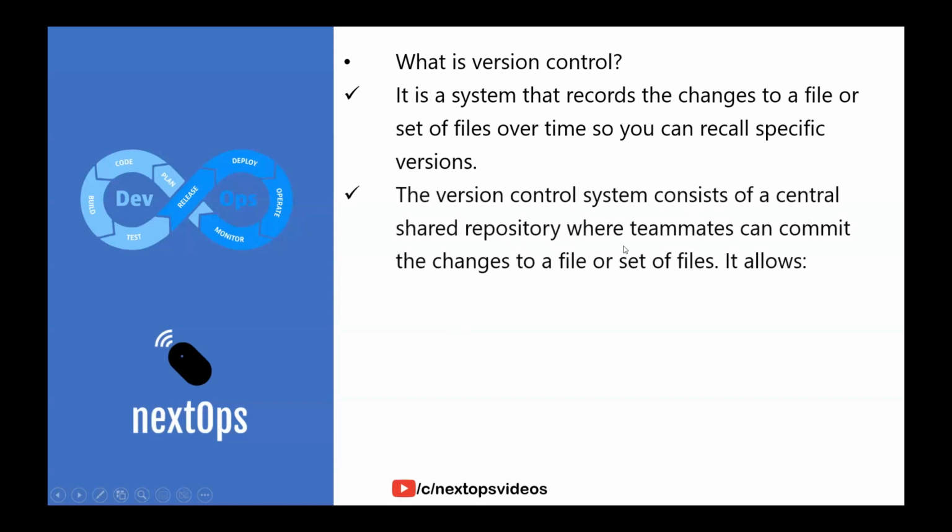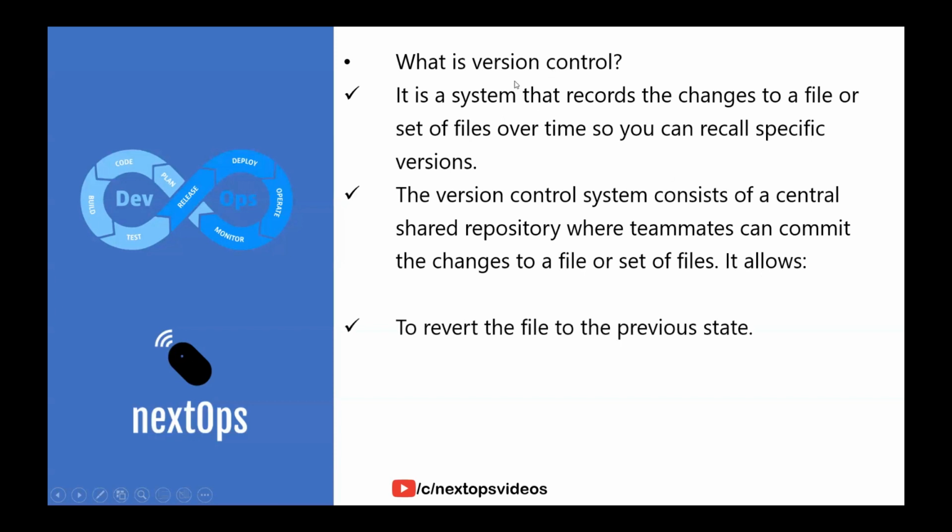The version control system consists of a central shared repository where teammates can commit the changes to a file or set of files. That's what I'm talking about. So a team of people working on a development activity make modifications to the code and push it back to the central repository. And whenever a push happens, it is called a commit. And these commits will be maintained as commit history. And if anything goes wrong with the latest commit, then they can easily revert back to the previous commit, resolving the issue immediately if necessary. Because they will be bringing the application back to the previous state by reverting to the previous commit.